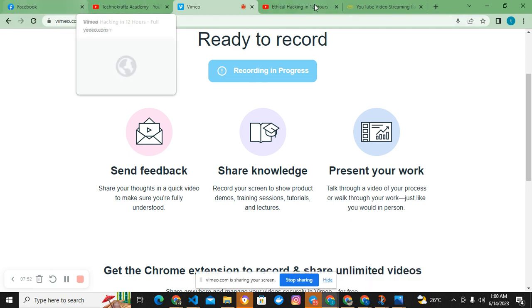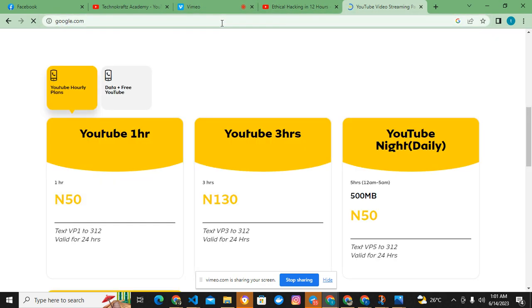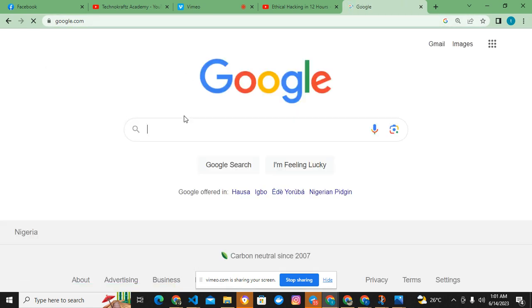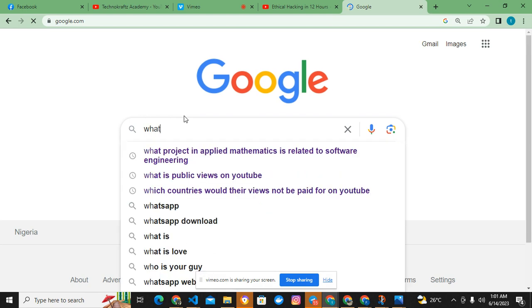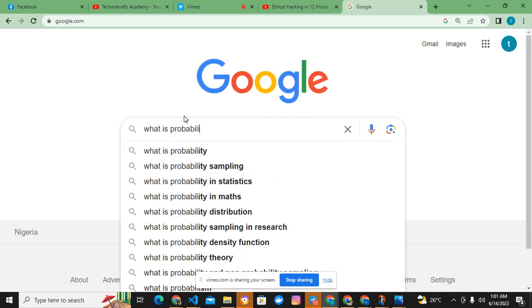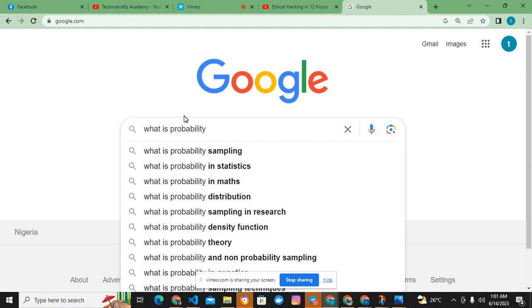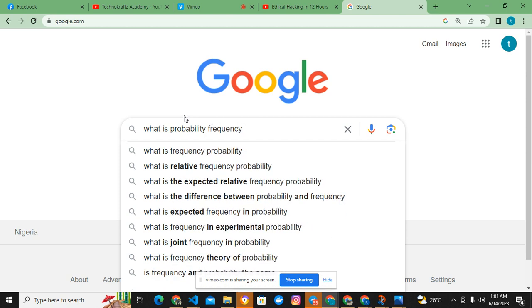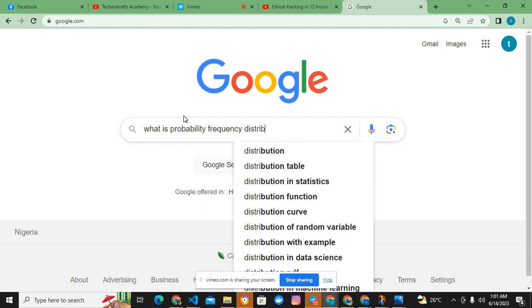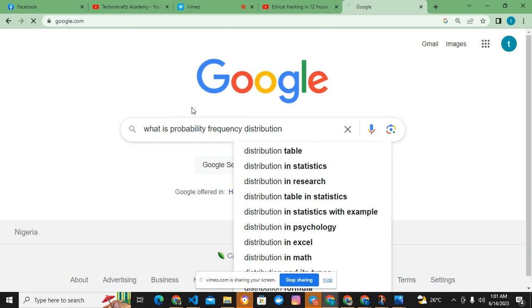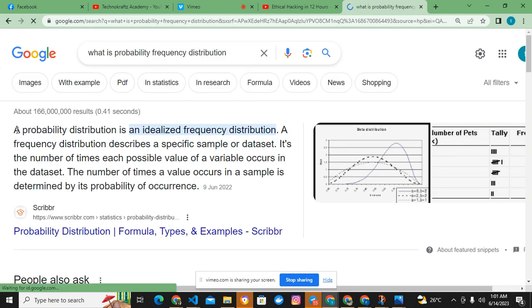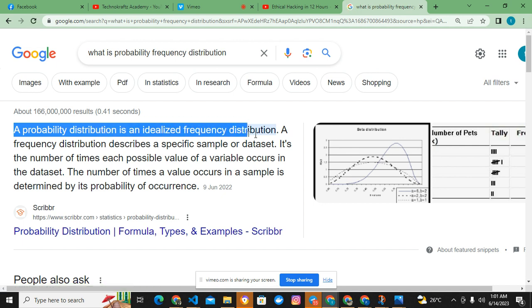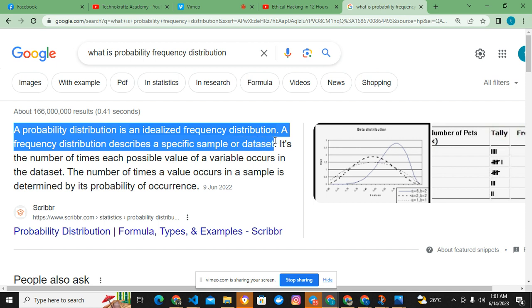Let's go to Google. Google.com, and let's say, what is probability frequency distribution. Let's see. Look at this definition here. It said a probability distribution is an idealized frequency distribution. A frequency distribution describes a specific sample or data set.